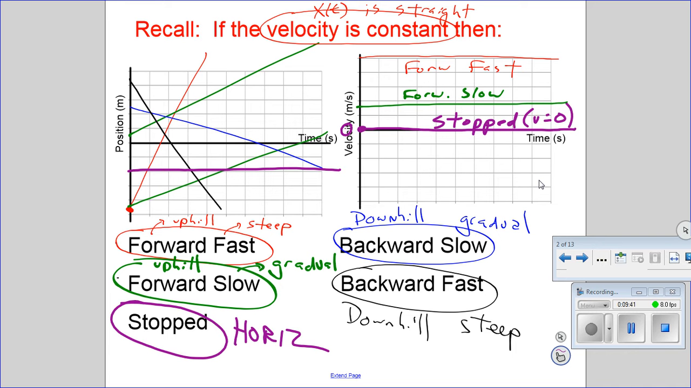Those are both supposed to be horizontal lines, you guys, because they're supposed to be constant, right? So this is a constant velocity of 1 point something, and this is a constant velocity of about 5, right? So this is going forward at like 1 point something meters a second. This is going forward at 5 point something meters a second, but constant.